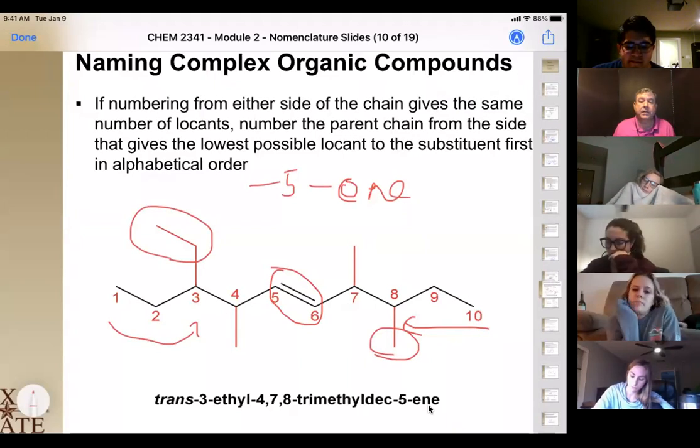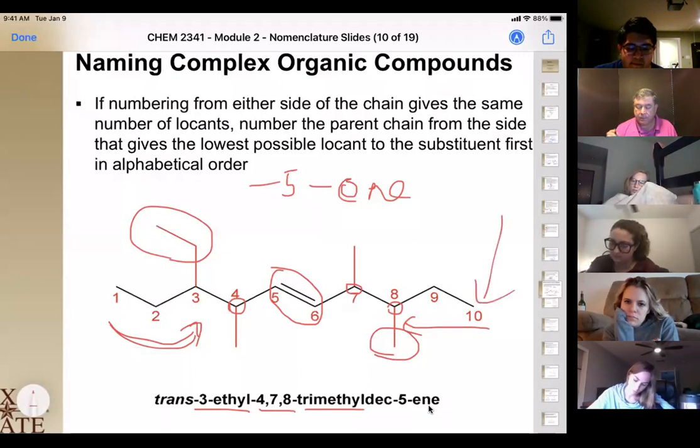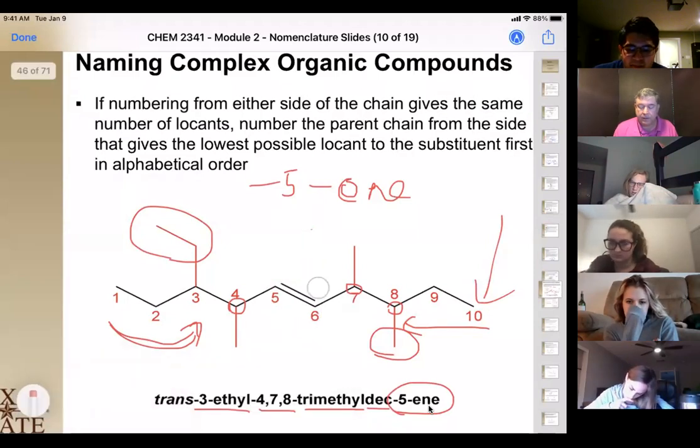So the ethyl group is numbered that way. In this case here, we have the 3-ethyl group. We have 3 methyl groups, one on the 4, one on the 7, one on the 8, so it's 4,7,8-trimethyl. We have a total of 10 carbons, so that's deca. We have an alkene that starts on the 5-carbon, 5-ene. All right, now we've got everything located on there.